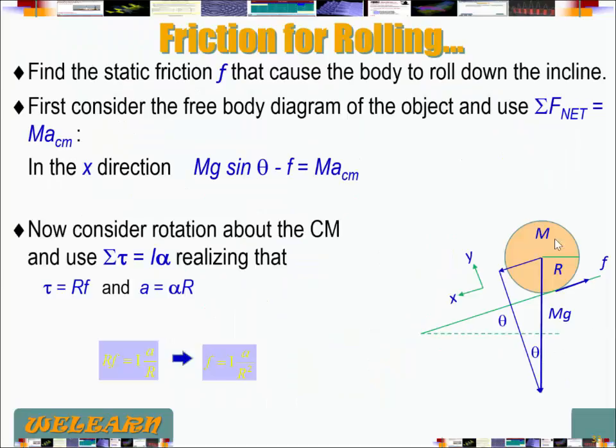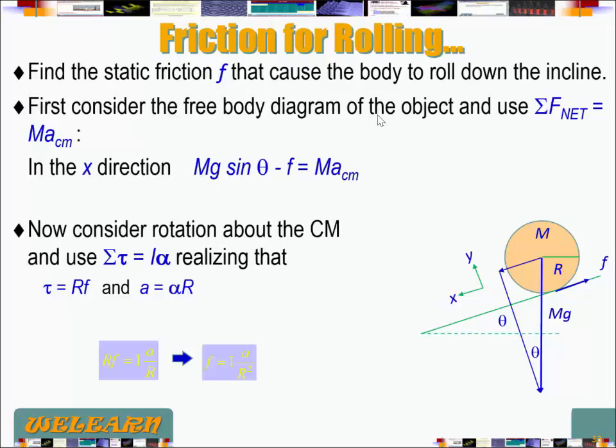Okay, in this situation here, we have an object that's going to roll down an incline that's making an angle theta with the horizontal. The question is, find the static friction force that causes the body to roll down the incline. Okay, how do we solve this?